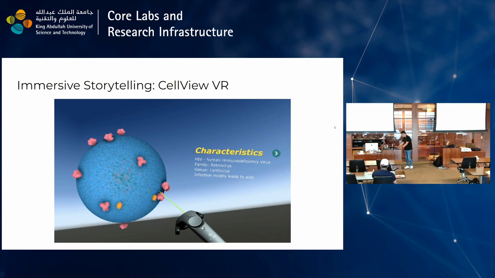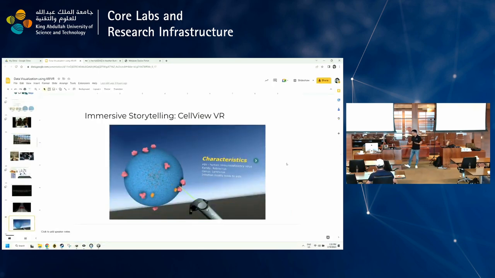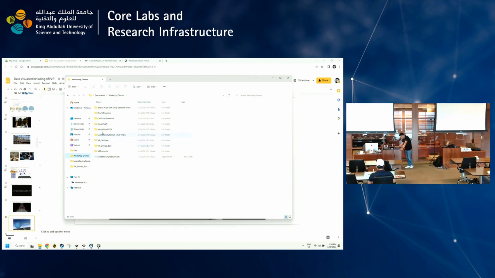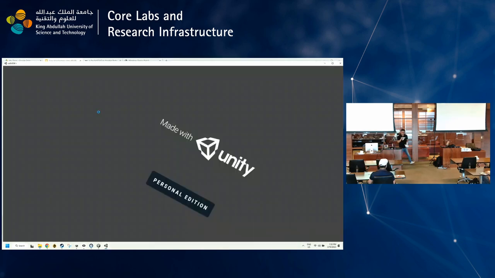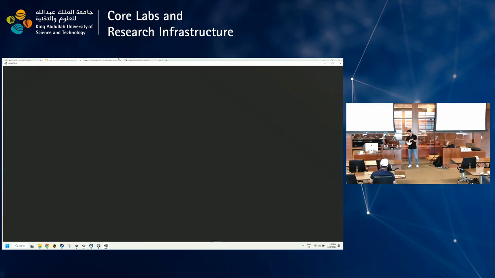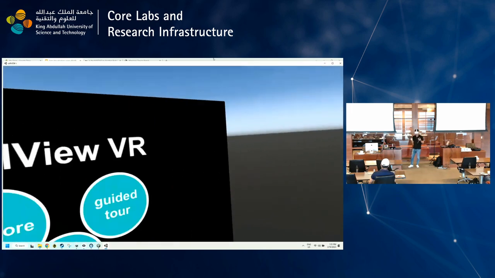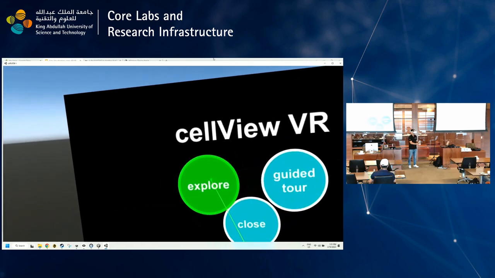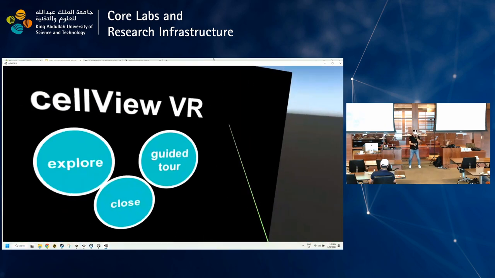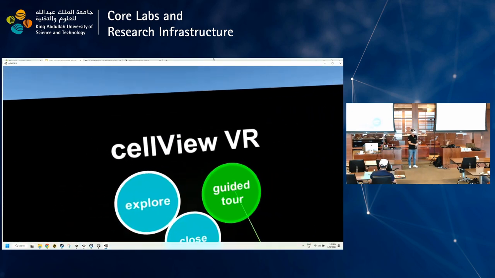So this one, I'm going to try to run it. This is CellView VR. It basically allows you to explore a 3D model of, in this case, a virus. Let me try to run it and see if it works. And again, after this whole thing, you guys can try out the different demos. Oh wait, you cannot see. Oh, you can see it. All right, let me do explore. There's a guided tour. Oh, you can see what I see, right? Okay, let's take that one.